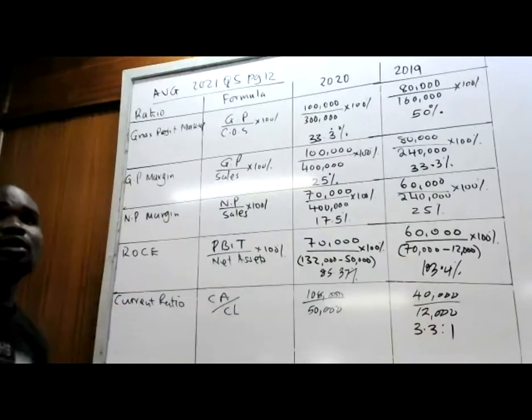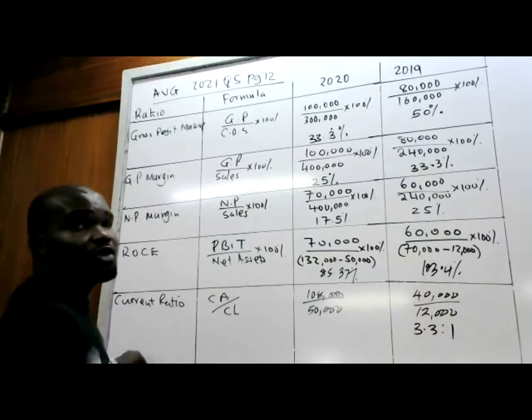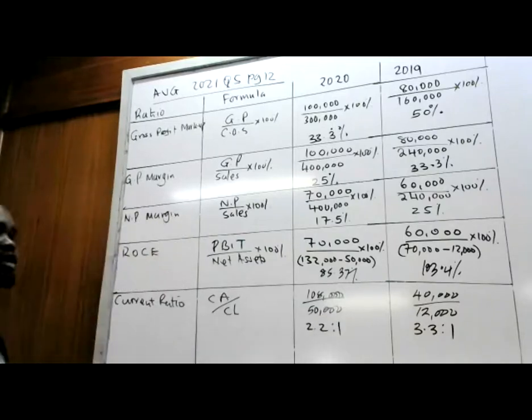And this one? 2.2 is okay. So this is 2.2 is to 1. Yes, you have to. It's a ratio. This is to this. You have to.